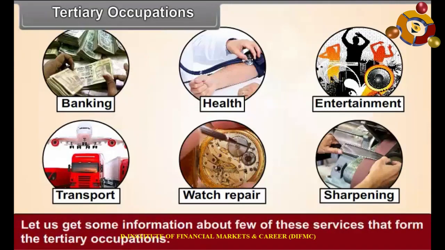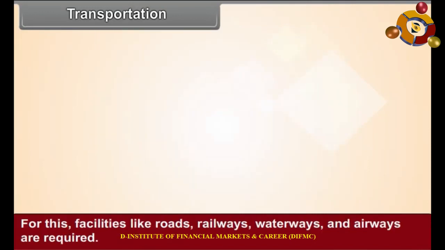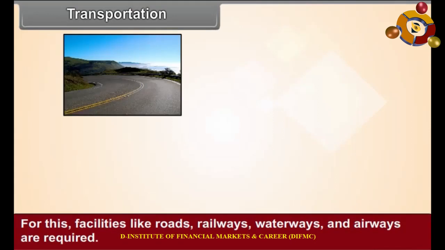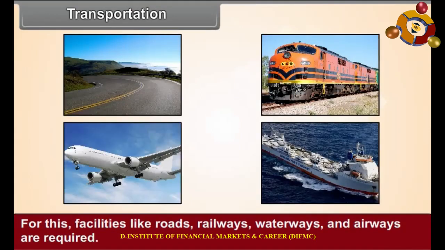Let us get some information about a few of these services that form the tertiary occupations. Transportation. In order to move passengers or goods from one place to another, we use transport services. For this, facilities like roads, railways, waterways and airways are required.